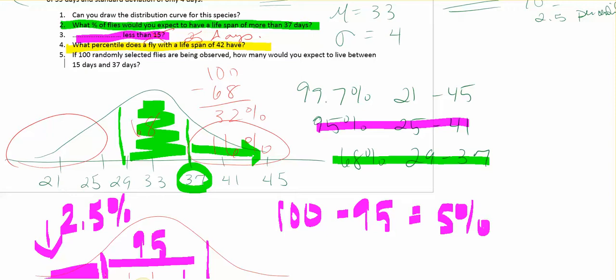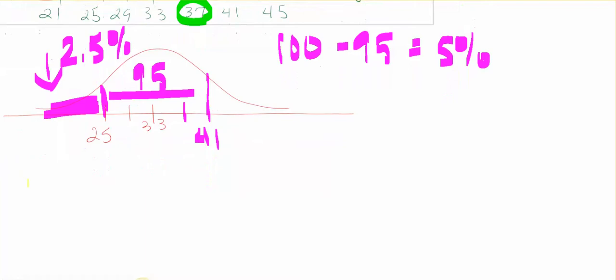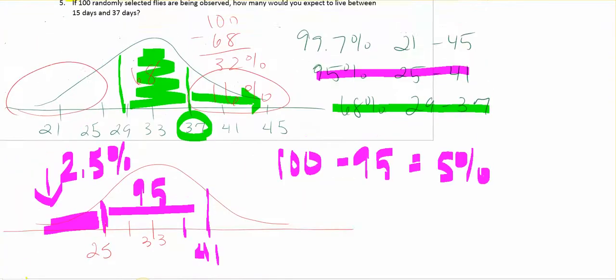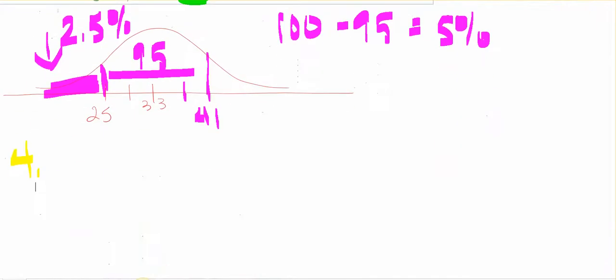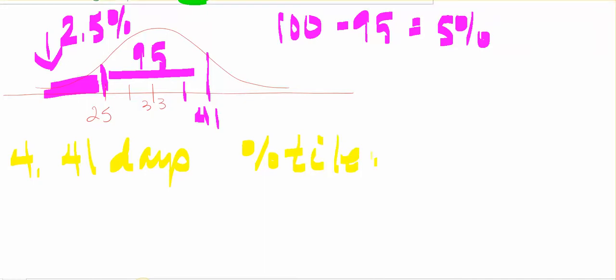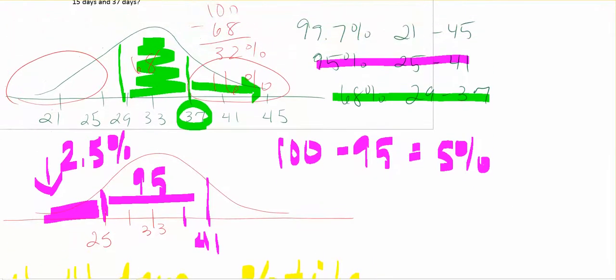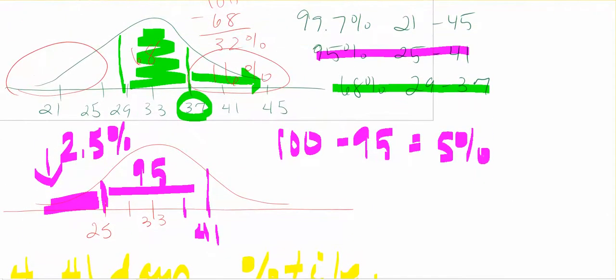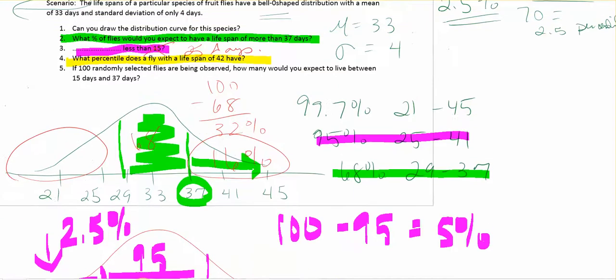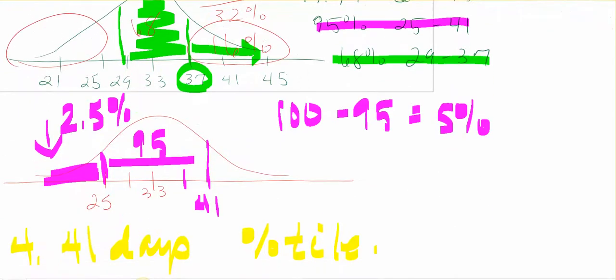I must have been half asleep when I was doing this. Let's not do, for number 4, let's change it to, my goodness gracious. We're going to change it to 41. So 41 days has what percentile? Sorry about that. Okay, so we go back to our list, and I still said 41. Okay, I meant to say 41, yay for me.